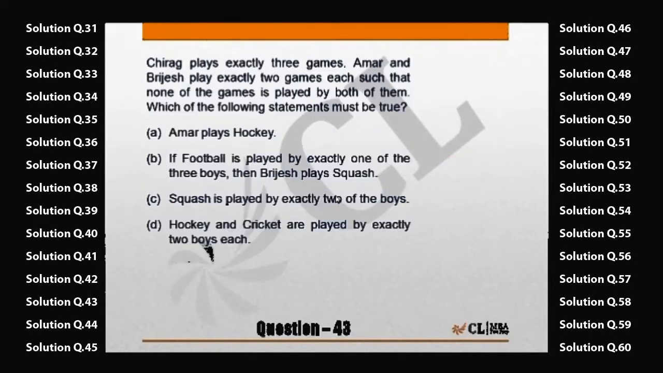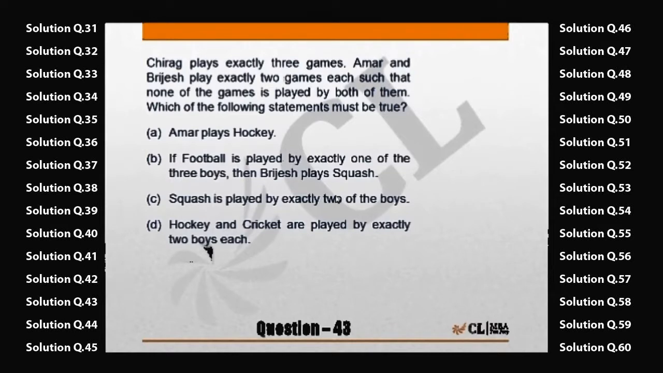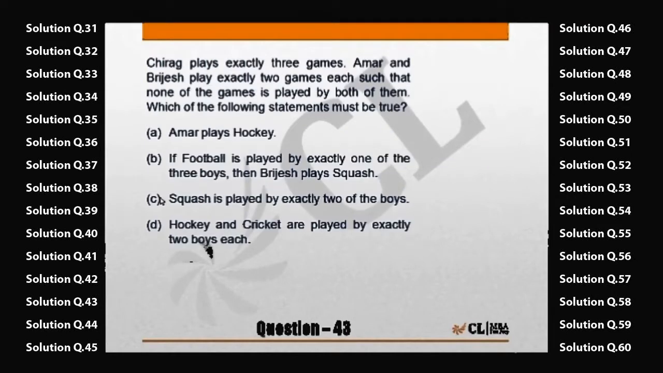Okay, so let's go to the questions. The question says, exactly, if Chirag plays exactly 3 games, Amar and... okay, so we have to create situations and see which one satisfies. And again, there is a question where you have to look at arrangements and see which one satisfies. Okay, so let's look at the data first out here. Okay, let's look at question 43 first.